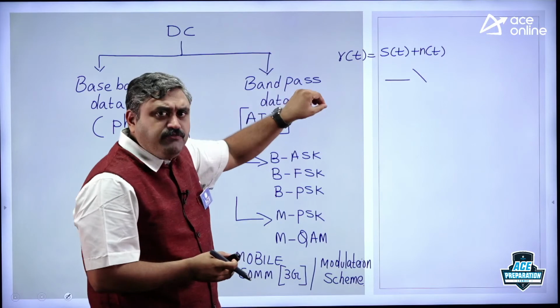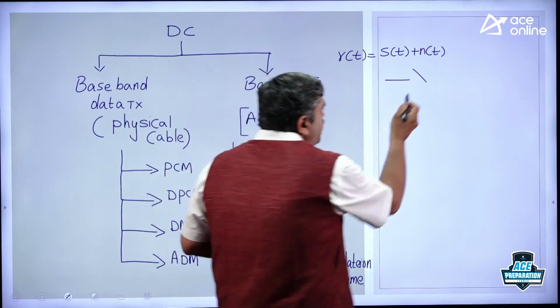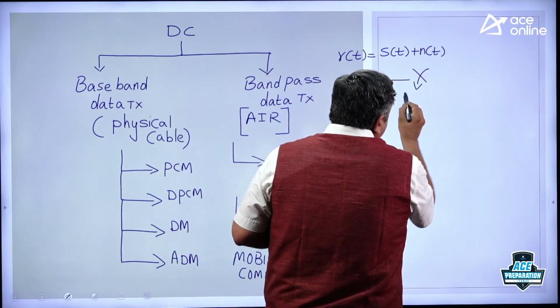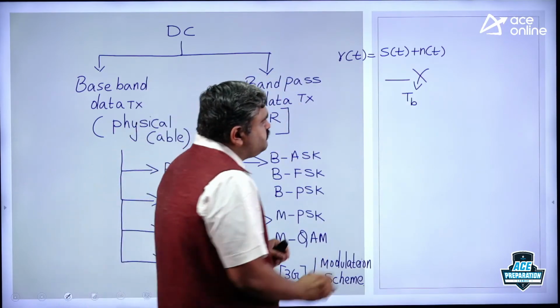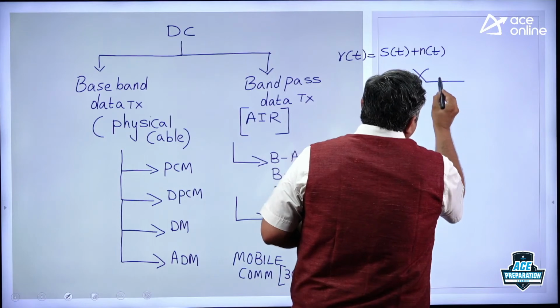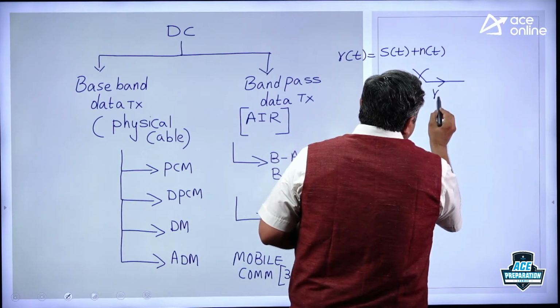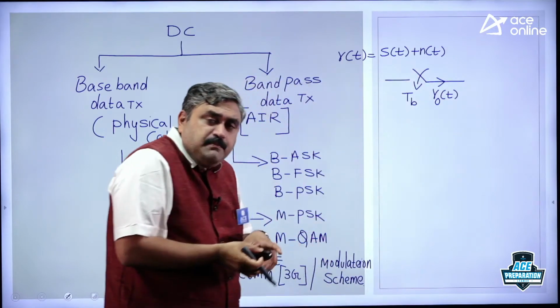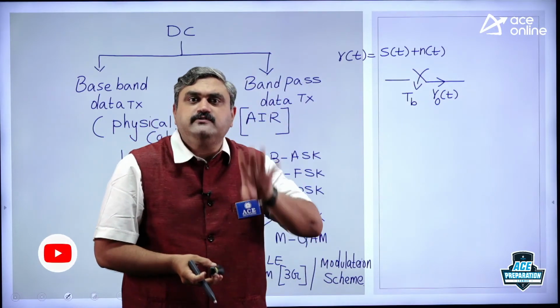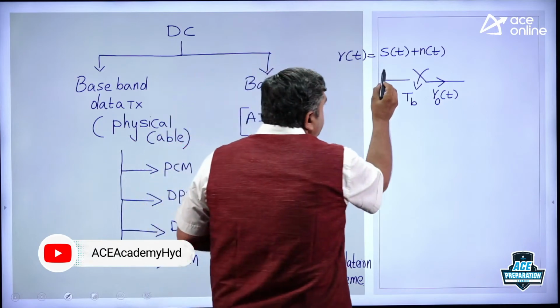Now the processing of this signal and noise will take place, and we sample the data at t equal to Tb seconds. That means whatever output you are getting here is r0(t), containing the processed signal component and noise component. Is it clear or not?